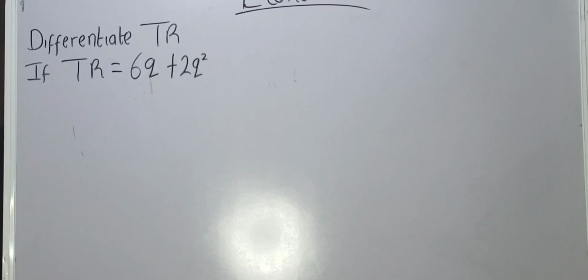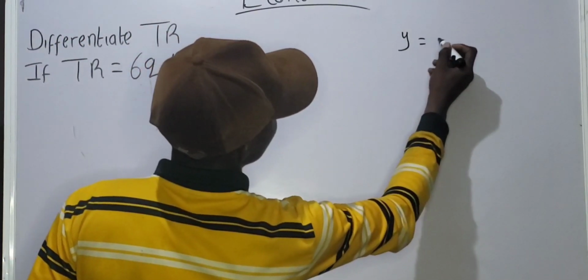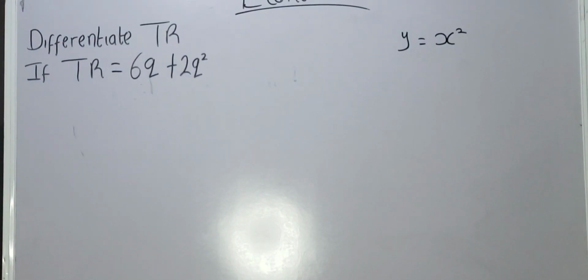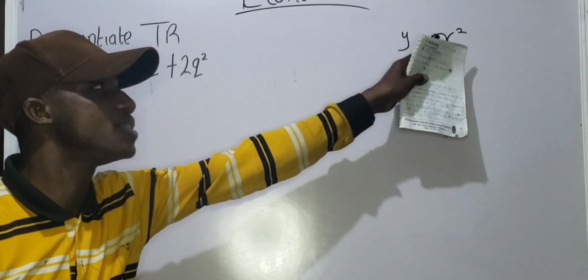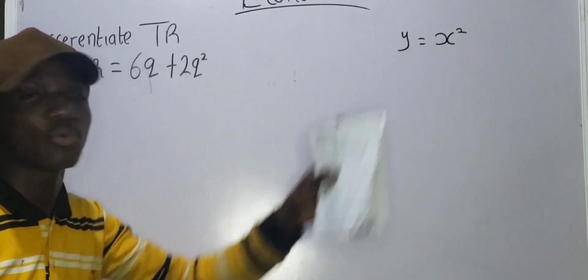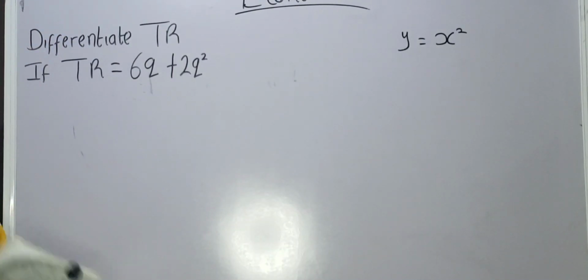Let me remind you of your basic differentiation. First principle is one of the methods of differentiating a function. Let's say we are given that y is equal to x squared, and we are asked to find the derivative of this function using the first principle. The first principle works on the basis of increment. That is, we are going to increase the independent variable by delta x. There will also be a corresponding increment in the dependent variable by delta y. That is, increase x by delta x, and there will also be a corresponding increment in y by delta y.